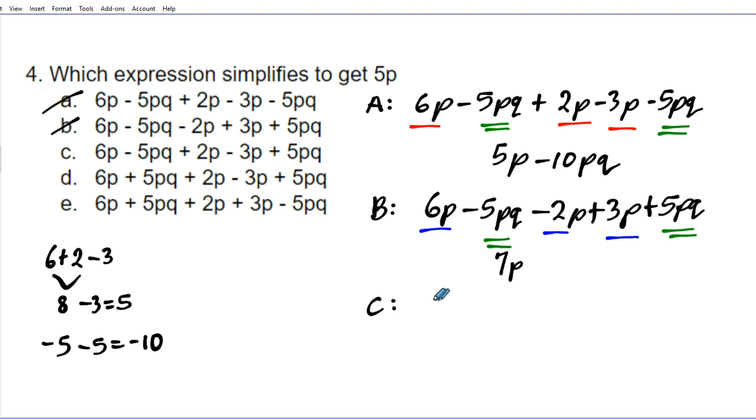And then C, 6p minus 5pq plus 2p minus 3p plus 5pq.